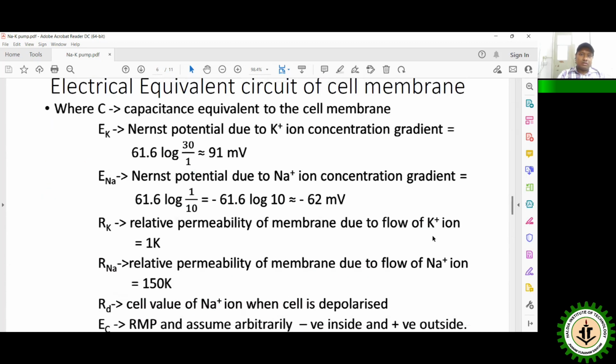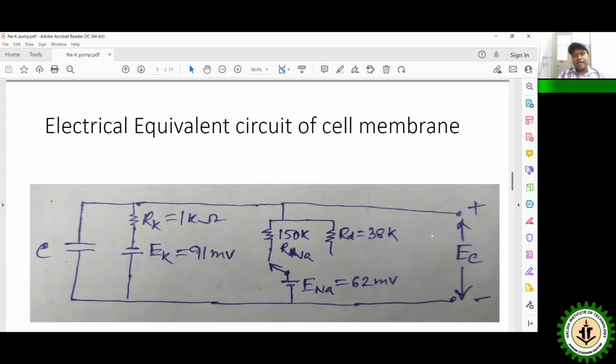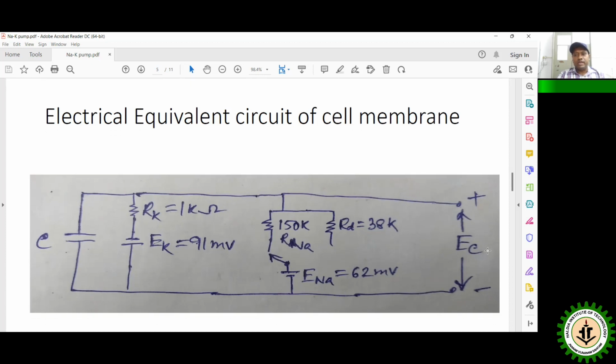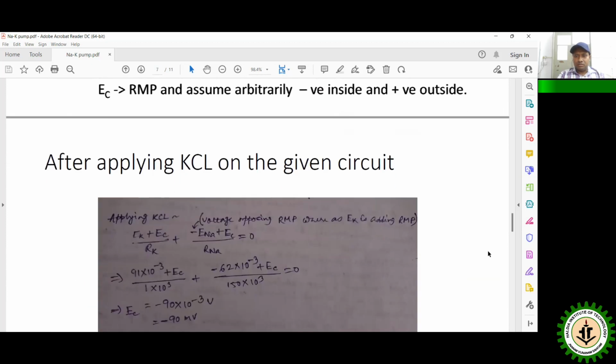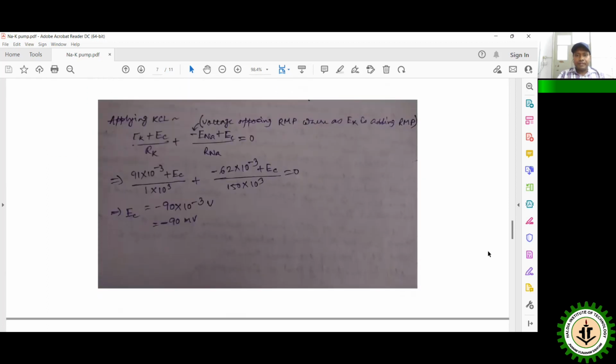So our equivalent circuit, with which we try to simulate the nature of the cell membrane, is successful, and over here at EC we get exactly 90 millivolt, which was the RMP, the resting membrane potential, for natural cells. Okay, are there any queries?